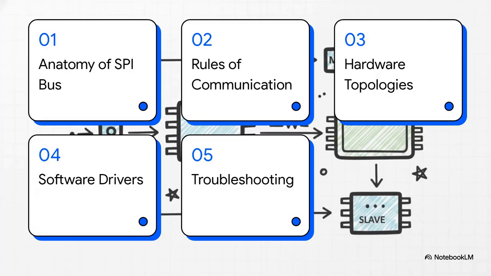So here's our roadmap for this explainer. 1. Anatomy of the SPI bus. 2. The rules of communication. 3. Hardware and network topologies. 4. Software drivers and optimization. And finally, number 5. Bringing it all together. We're going to build our understanding from the physical wires all the way up to advanced software optimization and debugging.